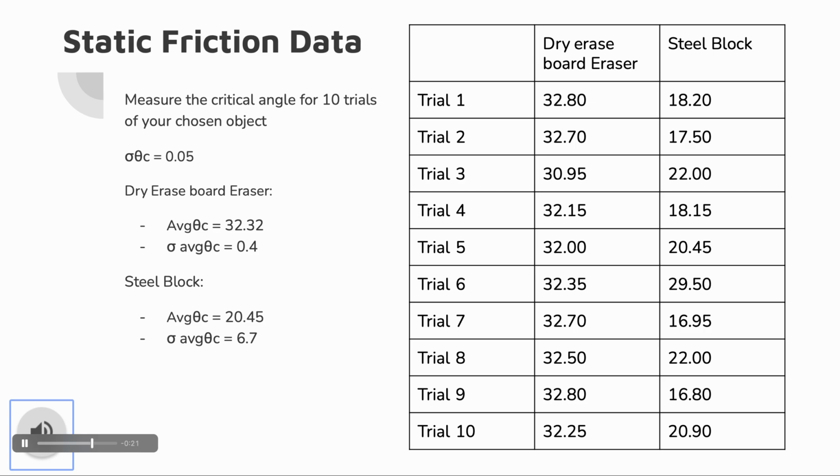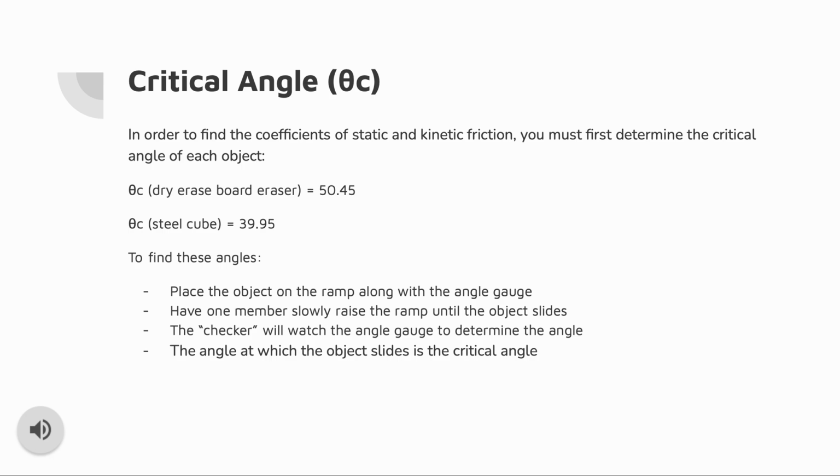For the steel block, we got an average critical angle of 20.45 and an uncertainty in our average critical angle of 6.7. And with all of our trials, for our steel block, we noticed that we had some outliers in our data. Angle for our dry erase board eraser was 50.45, and for our steel cube, it was 39.95.